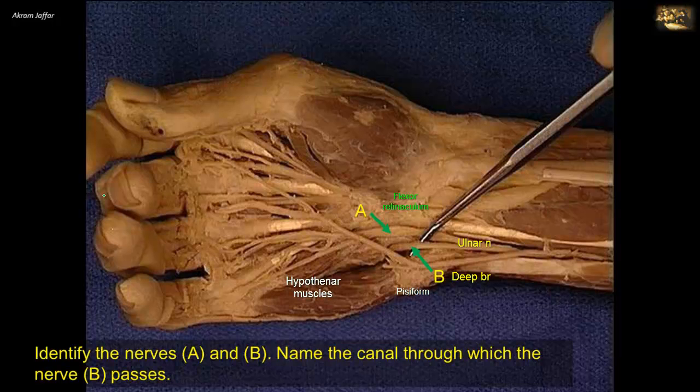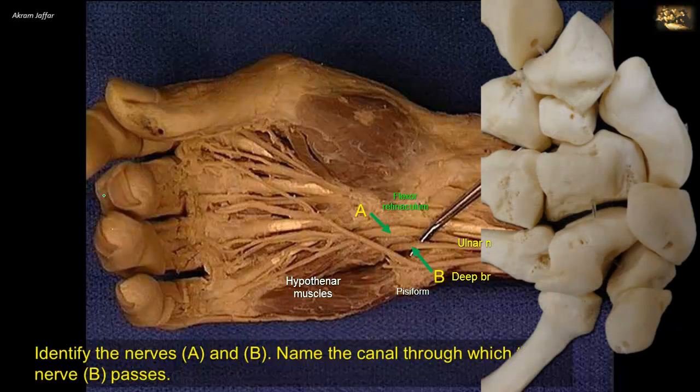Now, as the ulnar nerve is located in the depression between the pisiform and the hook of the hamate, the depression is converted into a tunnel called Guyon's canal. It is converted into a tunnel by a ligament called pisohamate ligament extending from the pisiform to the hook of the hamate. This ligament has been removed in this dissection.